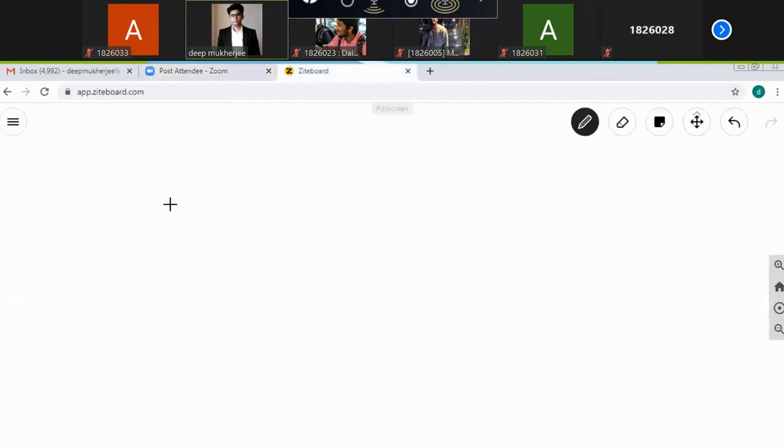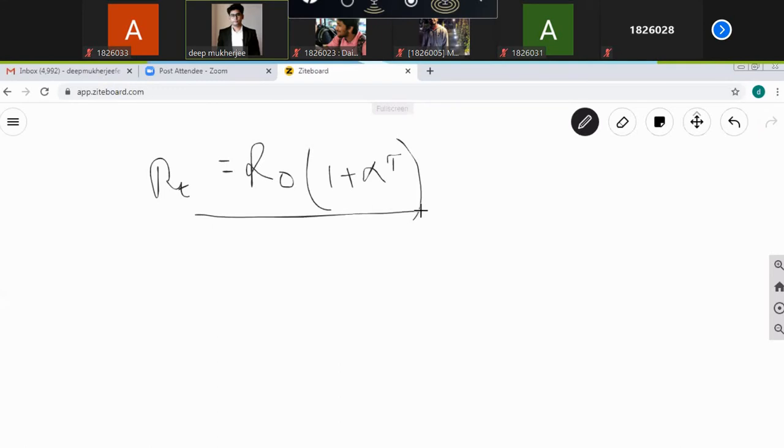First, you know the equation of the RTD. RT equals R0 into 1 plus alpha into T. This is your equation, a linear relationship: RT equals R0 into (1 plus alpha T).